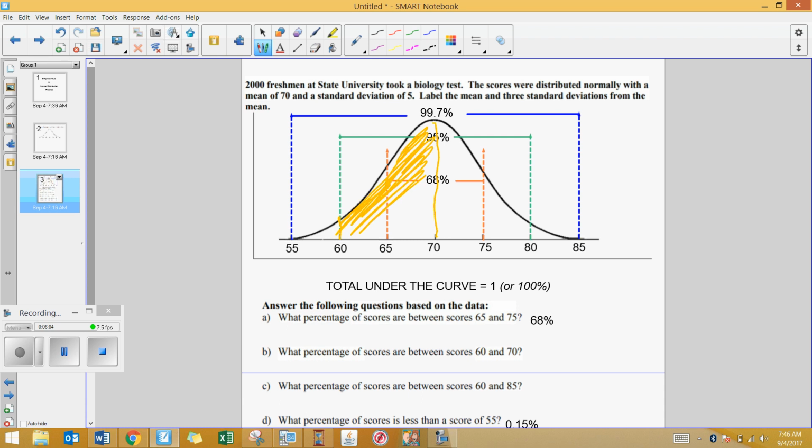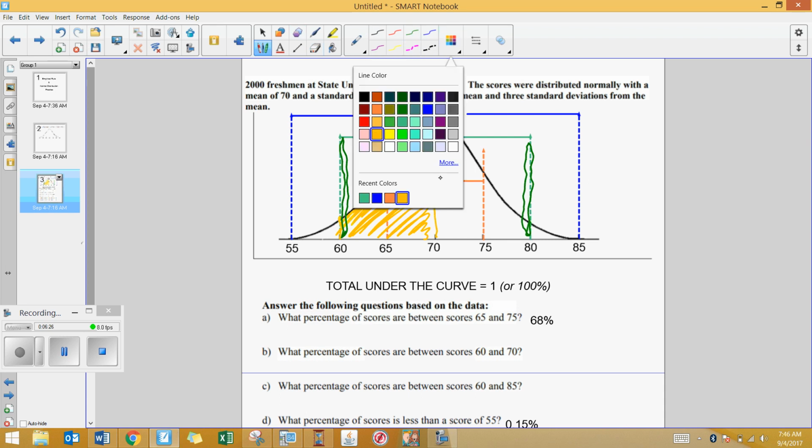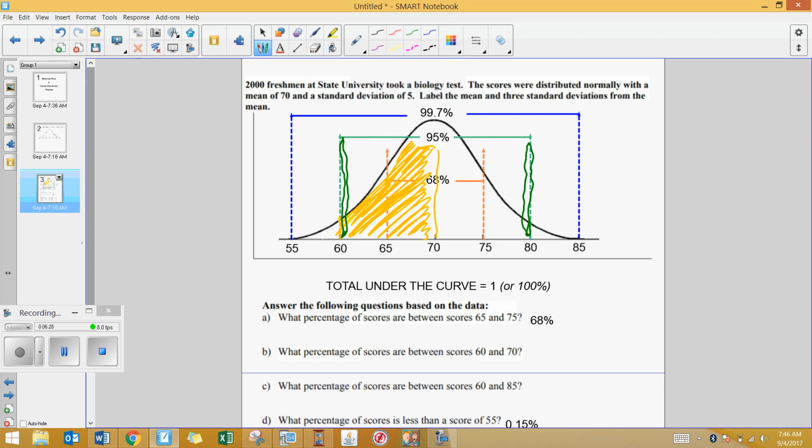So if we're looking at just this piece of the curve, well, let's remember that the green cutoffs, so from here to here, are 95% of all outcomes. So if I only have half of that, all we have to do is take half of that 95%. So half of 95% gives us 47.5%.